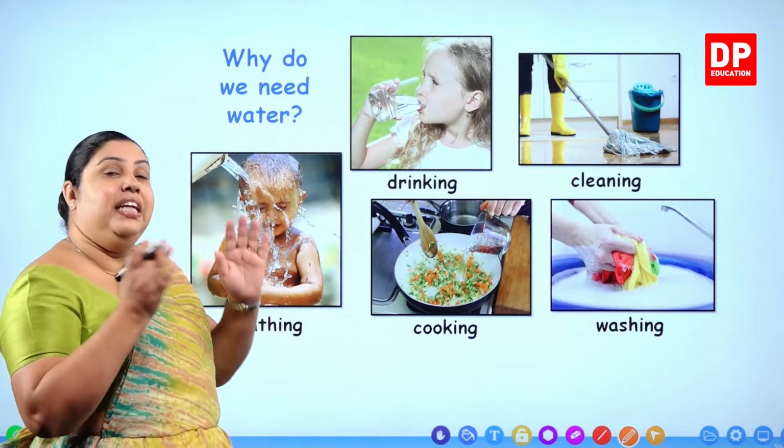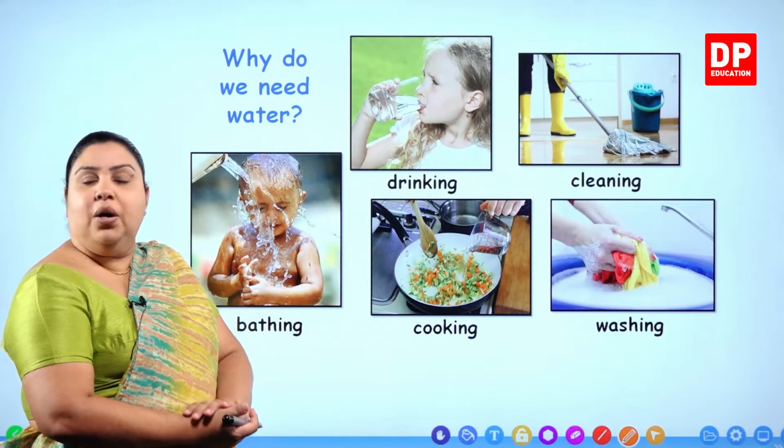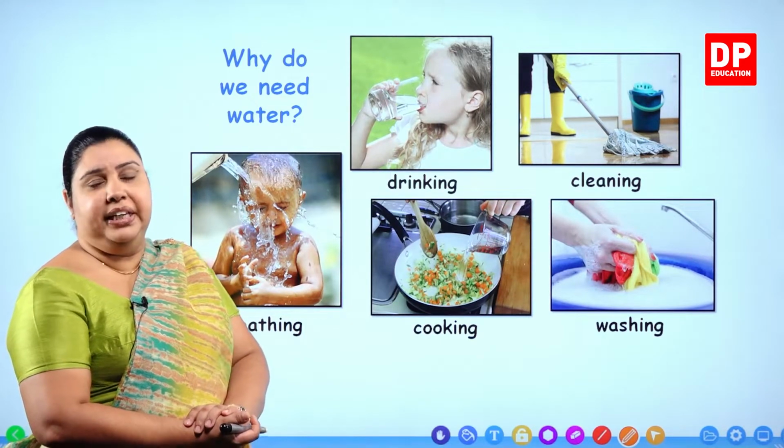We need water to bathe. Without water can we bathe with something else?